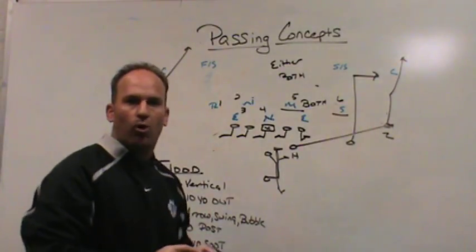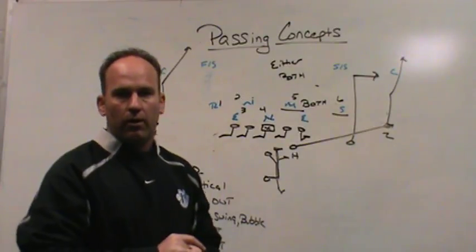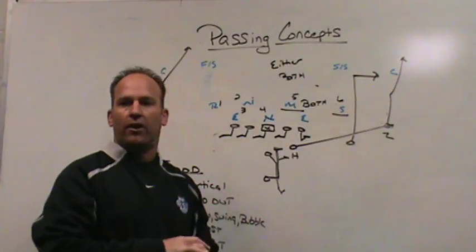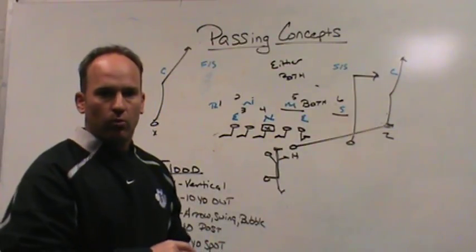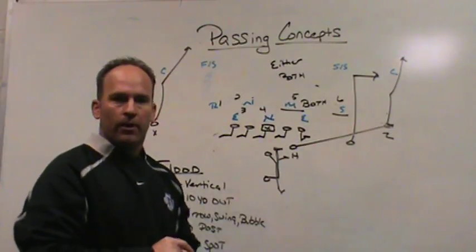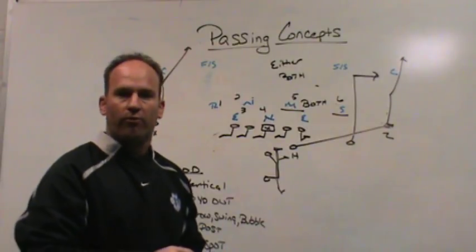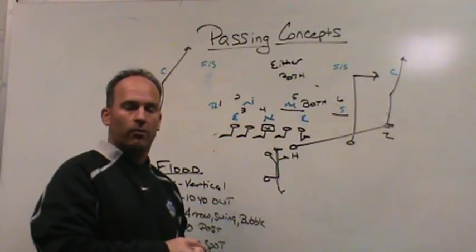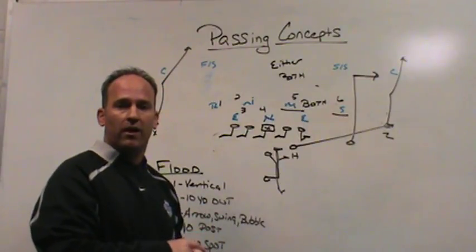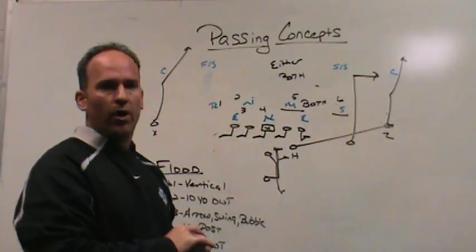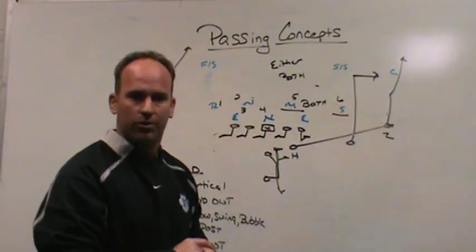But bottom line is we're going to run curl slide or curl flat. We're going to run 3-man scat or a version of hitch corner flat. We're going to run shallow cross. We're going to run the flood play. And then we may run either a mesh or a 4 vertical play. But we're going to try and keep our concepts simple. Because we are no huddle, we want it to be communicated in 1 to 2 words, and we want it to be things that can move the chains and attack coverages.